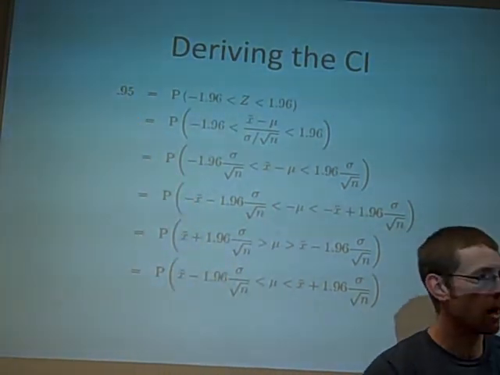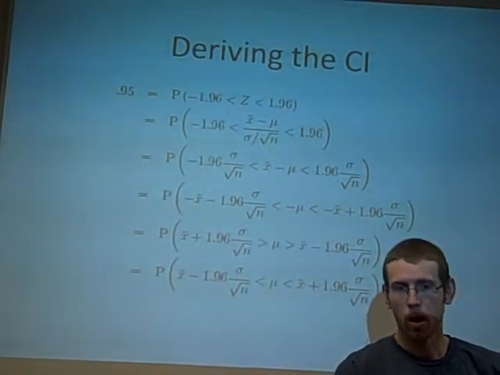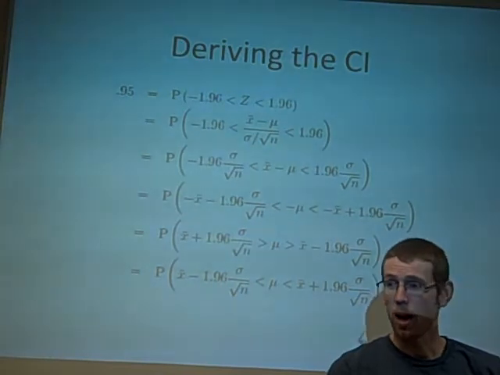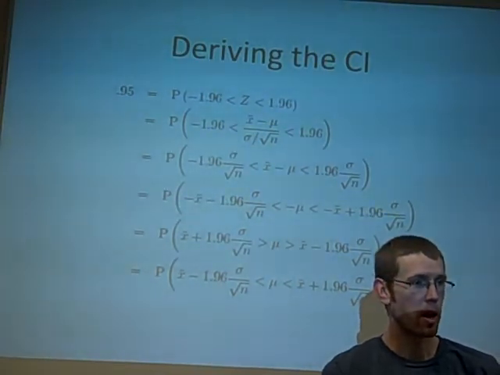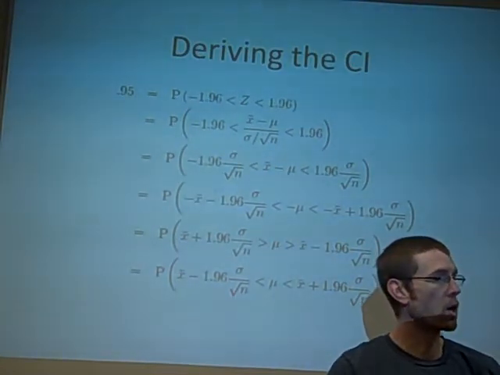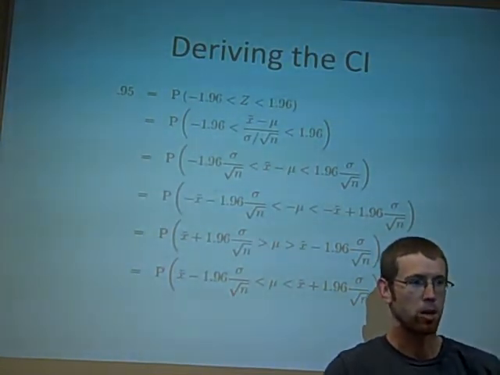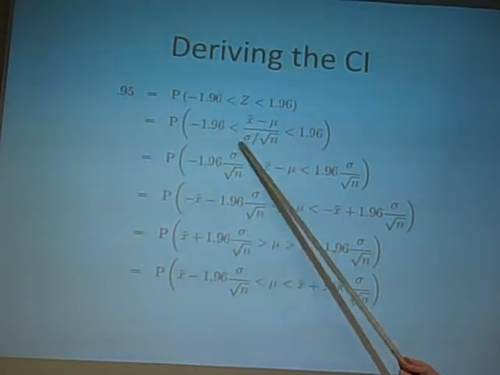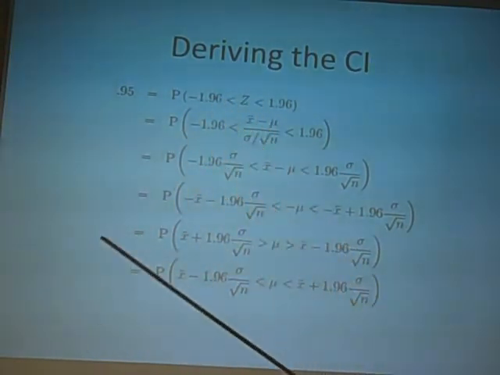Do you remember we did an example in class where we had to find the middle 95% of the area on a z-curve? We came up with negative 1.96 and positive 1.96. I said, those numbers are going to show up again, and you looked at me like I was crazy. They do. This is where they show up. So we've started with something we know is true. We know it's true because we looked it up in our z-table.